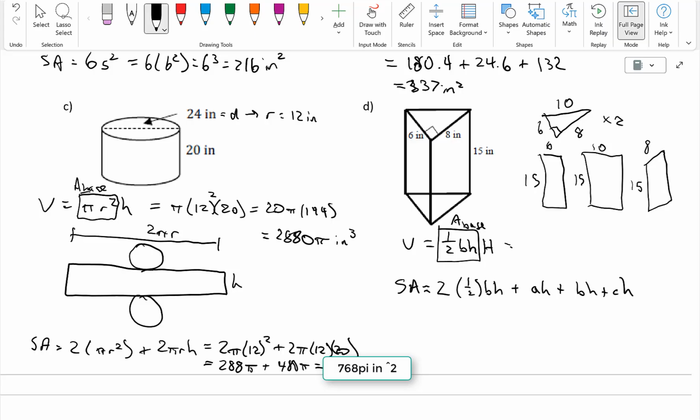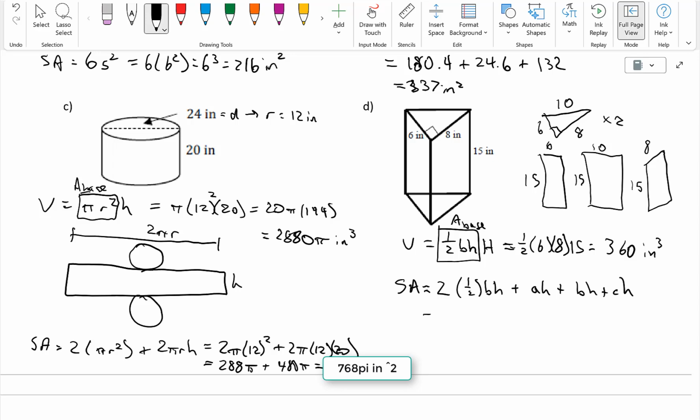And so for our volume, we have a 1/2 our base and height, we're 6 and 8 for that triangle, and then we're going to multiply whatever that is by 15. So we get a 1/2 of 48, so 24. 24 15s, each 4 is 60. We got 6 of those, so 360 inches cubed.